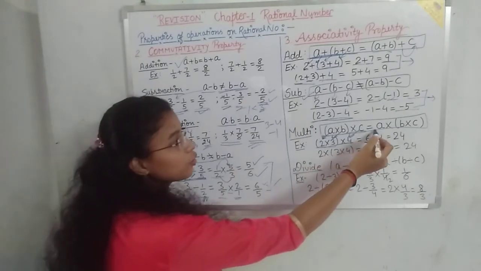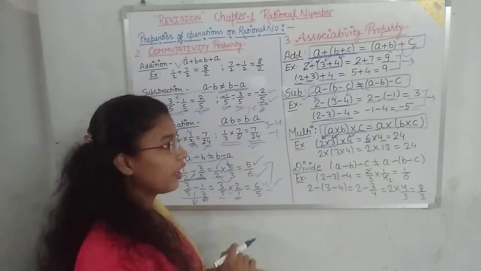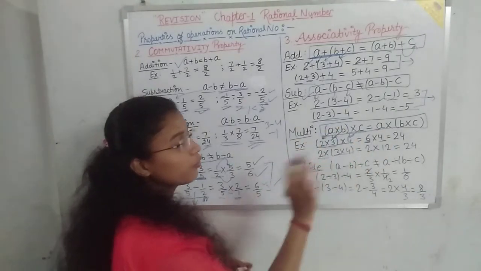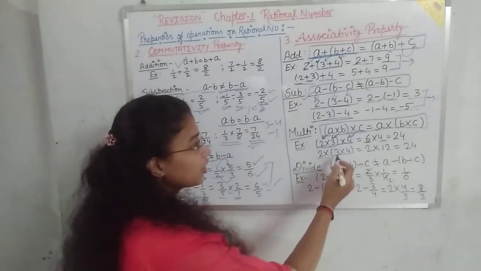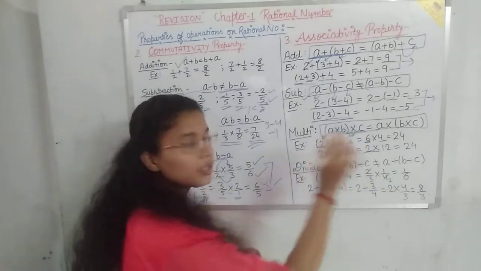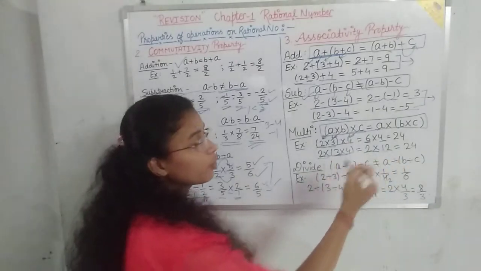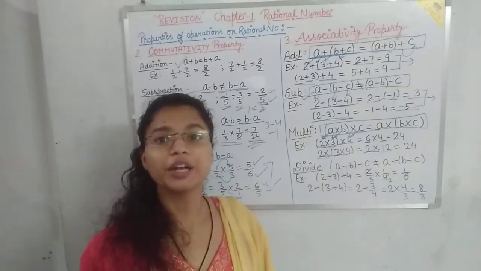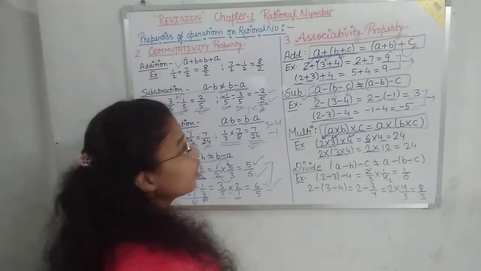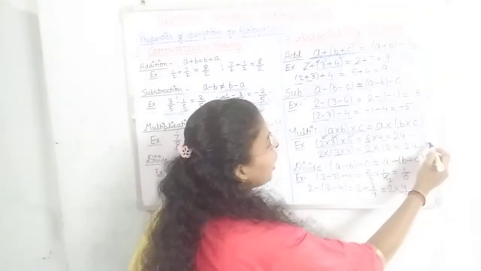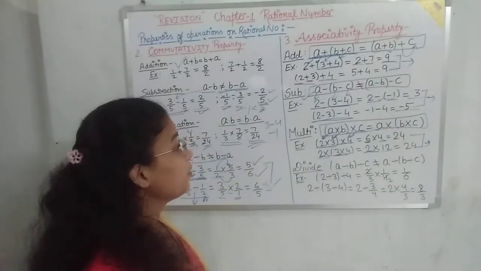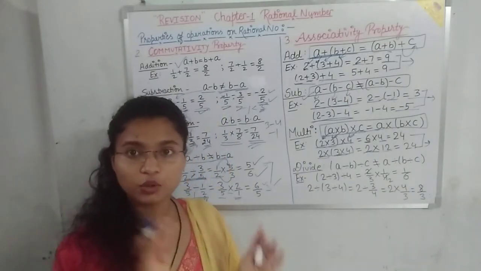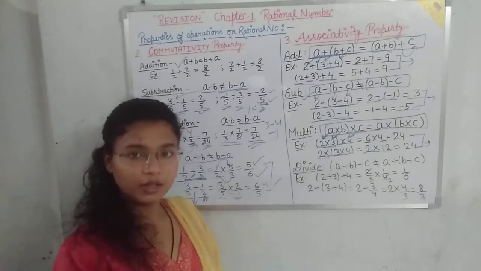Now, when you solve the right hand side, put all the values 2 into 3 into 4. First solve the bracket. 3 into 4, and 2 stays as it is. 3 into 4 will give you 12. And when you multiply 2 into 12, it will give you 24. So, you can see that both are same. That means multiplication is associative for rational numbers.